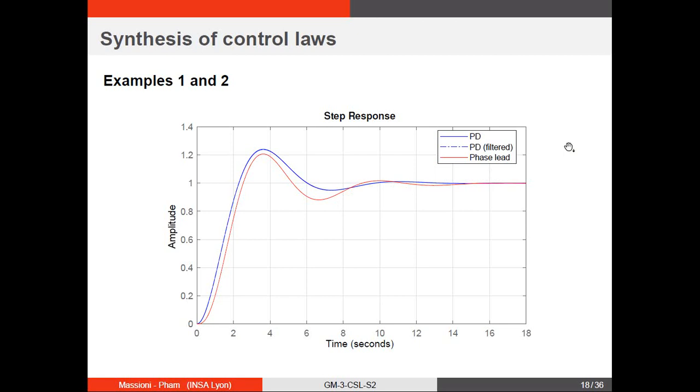As we said, 1 over omega c is roughly in the order of the settling time, from 3 to 6 times. So you see omega c is in the order of, well, a few seconds, so in the order of 6 divided by 0.8. Very well.